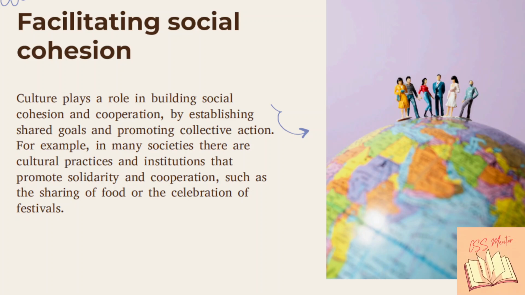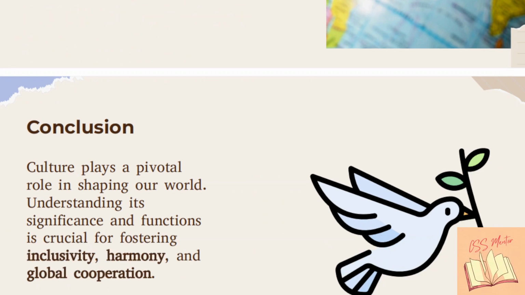Facilitating social cohesion. Culture plays a role in building social cohesion and cooperation by establishing shared goals and promoting collective action. For example, in many societies, there are cultural practices and institutions that promote solidarity and cooperation, such as sharing of food or the celebration of festivals.